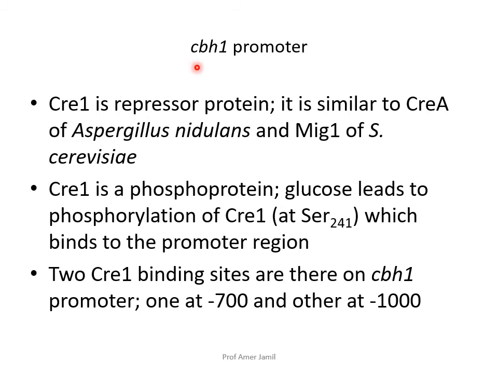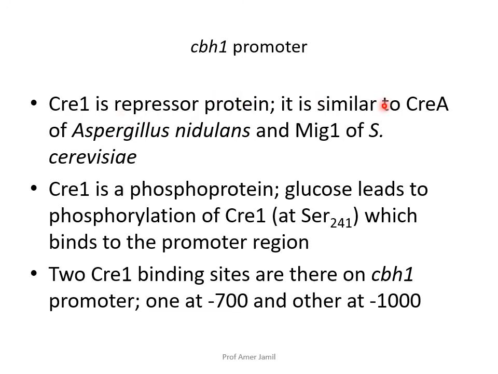So first we discuss one of the promoters of cellulase genes. This is cellobiohydrolase. As I mentioned, there are three types of cellulases. So, the cellobiohydrolase 1 promoter. When glucose is in enough quantity inside the cell, the cellulase gene is repressed, and this CBH1 is repressed with the help of a repressor protein, which is CRE1.